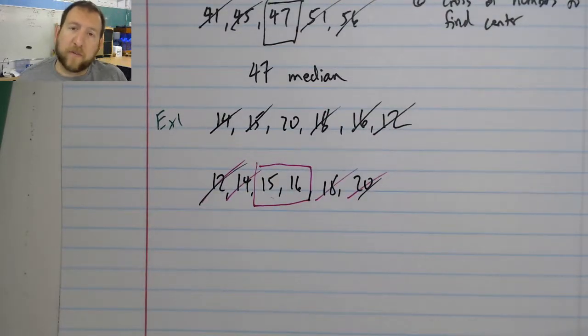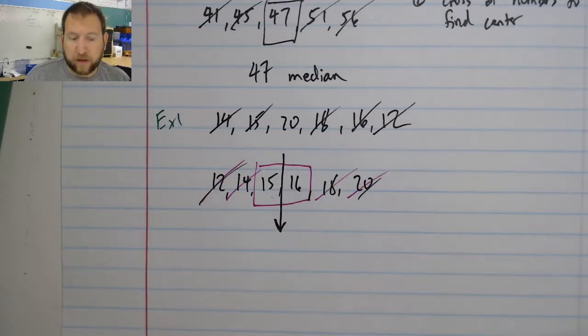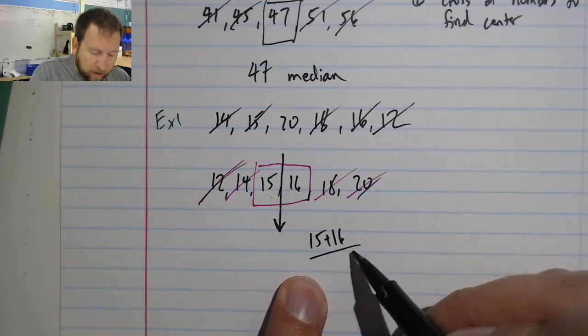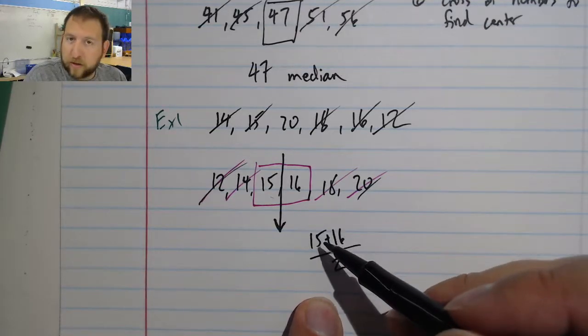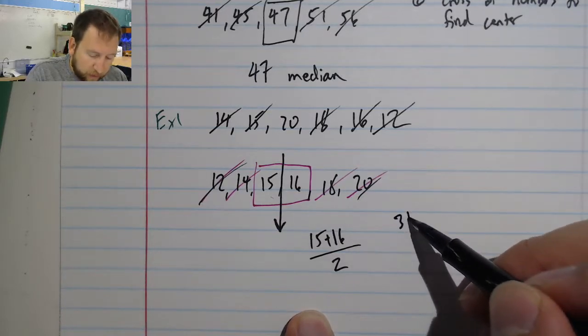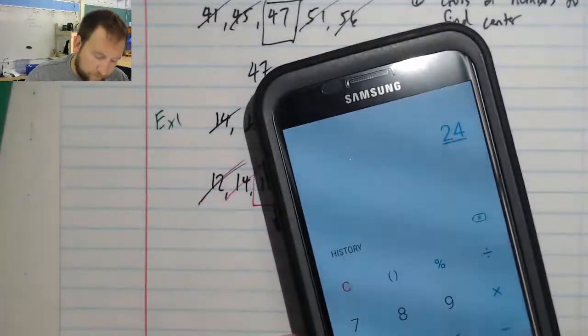When that happens, when I'm finding the median, what I do is I just take the average of these two to find a new median. So I'm really going to find a number right in the center of both of these. To find the average of two numbers, all I'm going to do is add them up and divide by two. Because when I'm finding an average, I total up my terms and I divide by the number of terms. So in this case, I'll have 31 over 2, which I believe is 15 and a half.